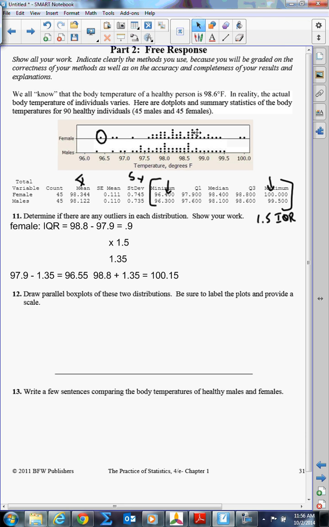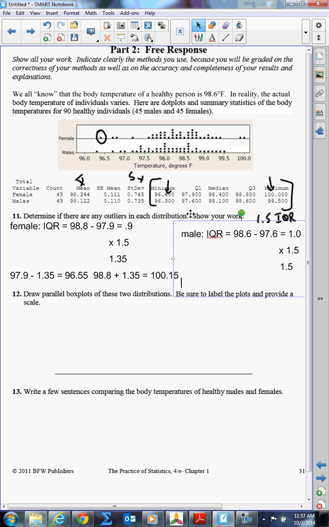Let's do the same thing for the males and check for outliers. So first we're going to find the IQR, and that's going to equal 98.6 minus 97.6, which gives us 1.0. And then remember we want to multiply that times 1.5. I guess I can move that over a little bit. That's better. And that gives us a value of 1.5.